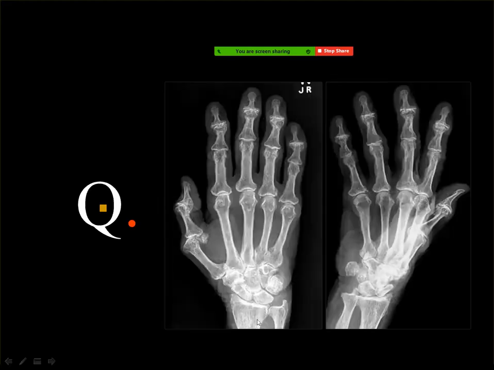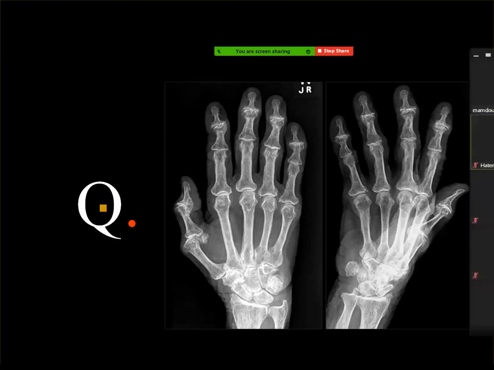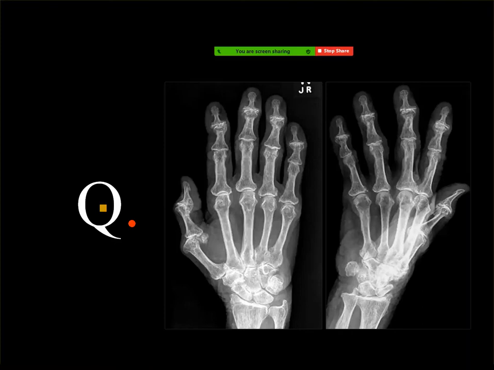Then what do you think? This is an X-ray of the hand. Psoriasis. Psoriasis is one of the possibilities. Oh, other: scleroderma. Scleroderma, other suggestions.